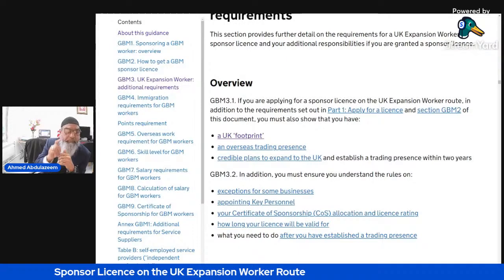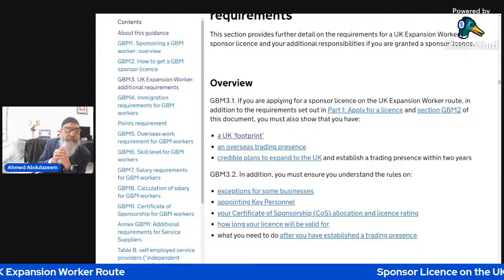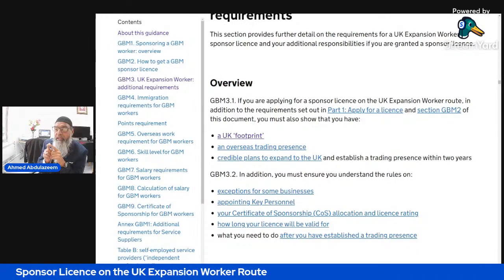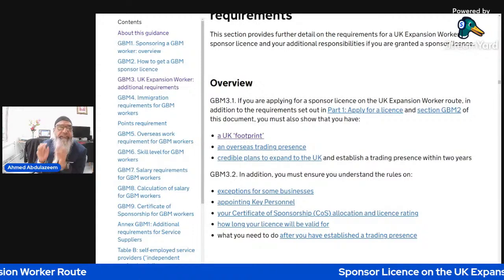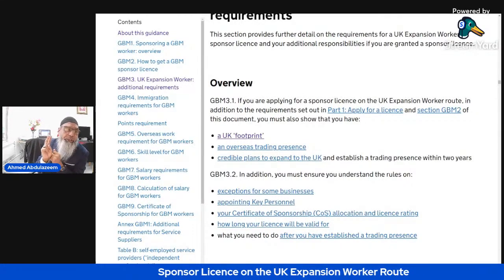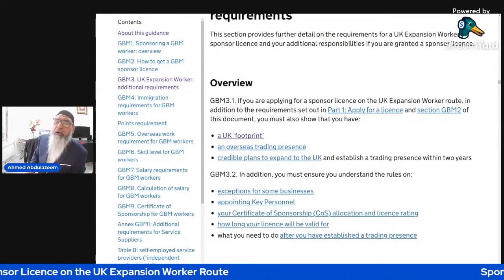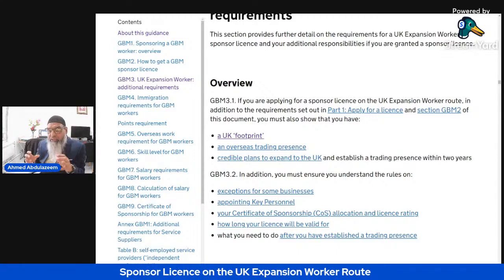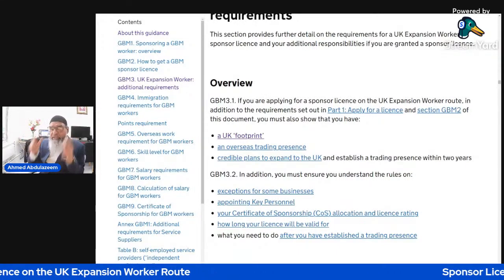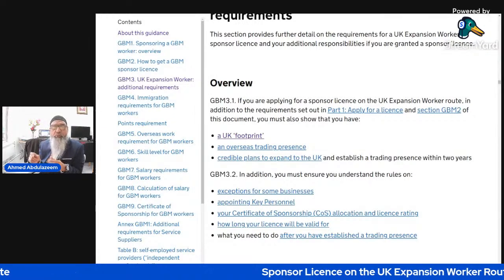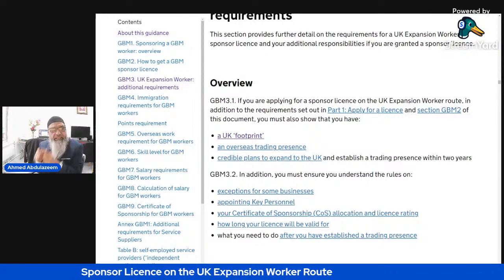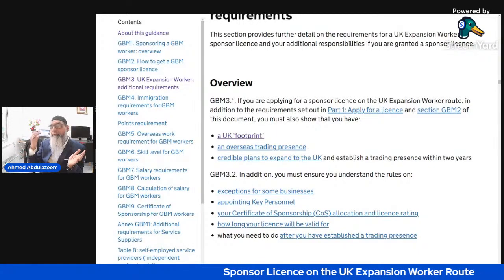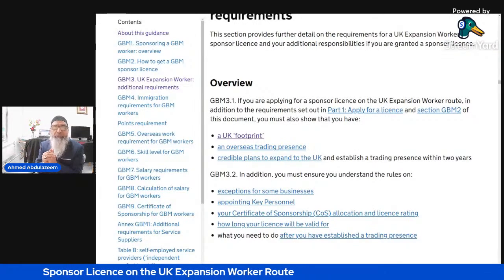Now, a very important point: this UK expansion worker, or this UK branch of an overseas business, is being given a time frame within which they can establish a trading presence in the UK, which is 2 years. So from the opening of the branch, or with reference to when the UK expansion worker visa is granted, that branch of the overseas business must be capable and able to establish, and must establish, a trading presence within 2 years. What will happen if it does not happen in 2 years? We can discuss that in another session, but at this point, this much information is sufficient.